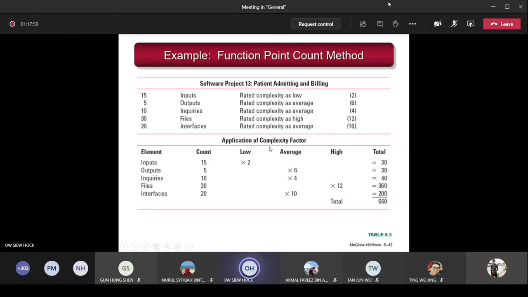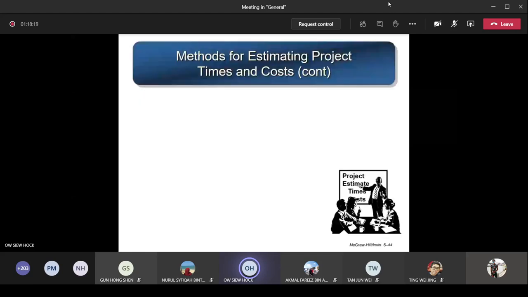So now you put this in table form, all the different 5 types of elements here. How many count here, multiply by the complexity, and then after that, you sum them up. So now you get the total of 660. This is called 660 function points. This is known as function points. After that, you can use that function point to calculate how many man hours you need, how many manpower, the effort that you need to carry out the software project development.